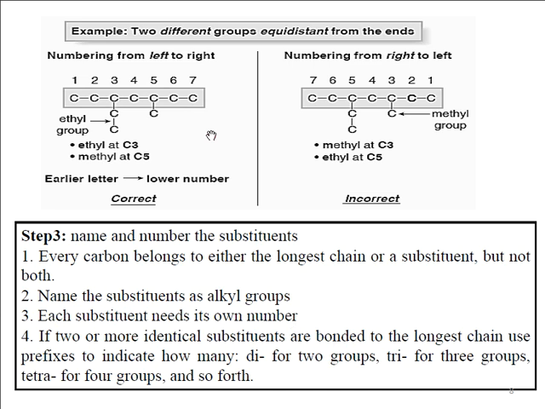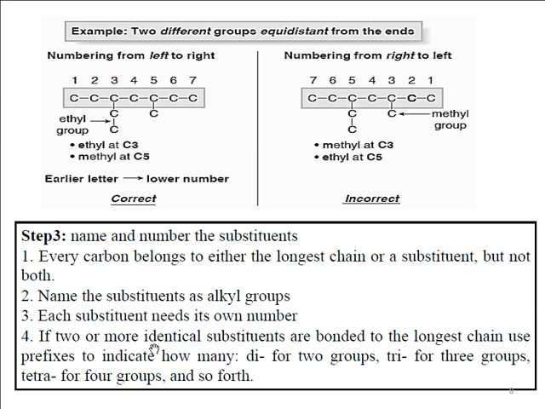Now look at this example. Where is the substituent? On carbon number 3. In this example it is here on carbon number 5. That means it will be 5-methyl. This is the number here for the substituent. Where is the methyl? On carbon number 5. Where is the ethyl? 3-ethyl. That means the ethyl is on carbon number 3.